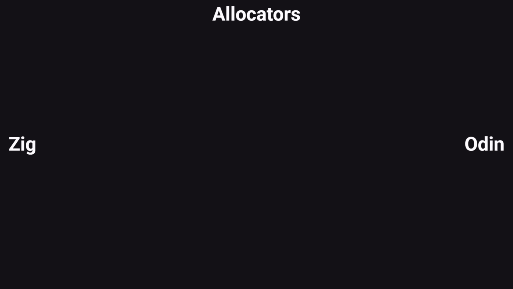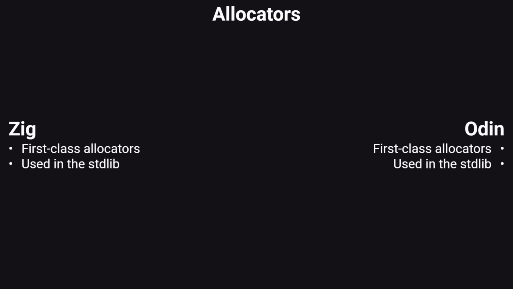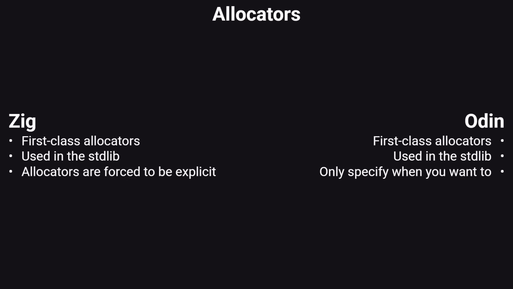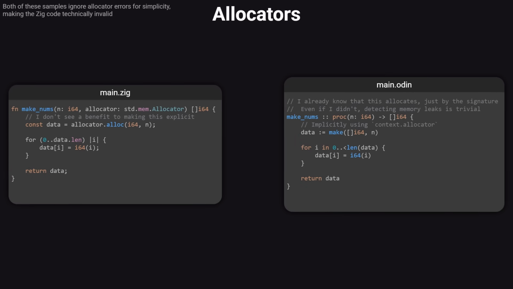On the topic of arenas, allocators are where a lot of my complaints with Zig come from. Both Odin and Zig have good, first-class concepts of allocators, including a large standard library that explicitly uses them. The main difference comes from how much you're required to think about them. If you want to use allocators explicitly, that's fine, and the process is similar in both languages. But the majority of the time, I simply want to use a heap allocator.